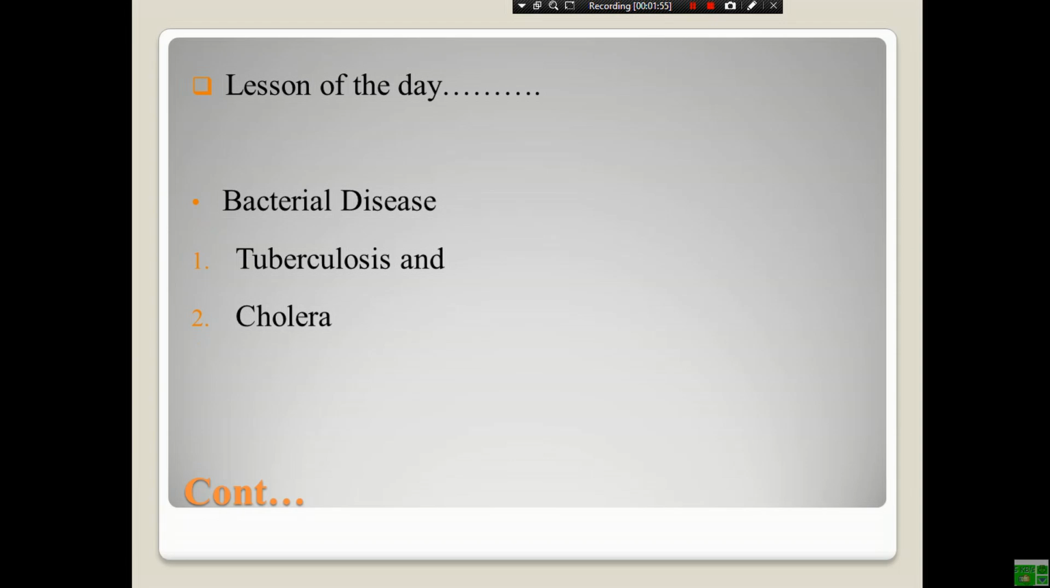But in today's lesson we are going to discuss another type of disease, which is bacterial disease. We are going to discuss only two types of bacterial disease in this lesson: tuberculosis and cholera.